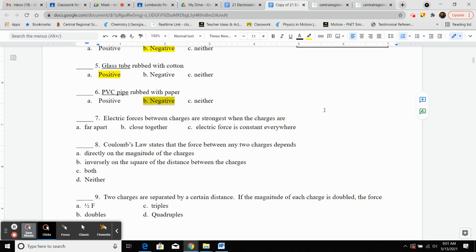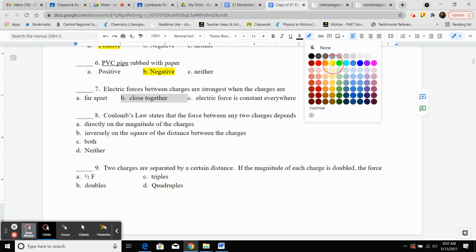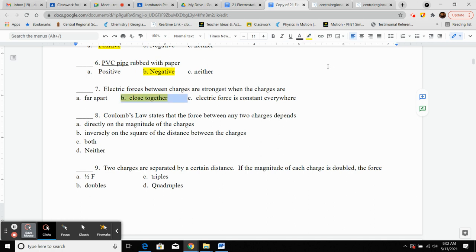Number 7, electric forces between charges are strongest when the charges are what? What do we think? Close together. Good. Closest together. Okay, think about the Coulomb's law simulation, with the two guys dragging the charges, and how when they got super close together, the magnitude, the vector, got jacked up, either positive or negative.